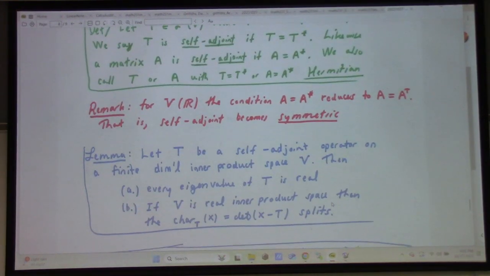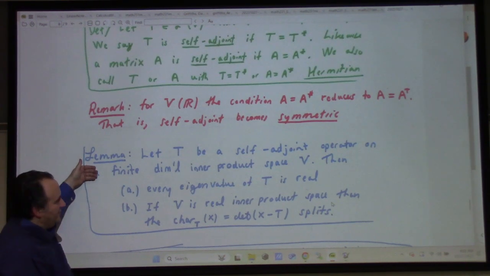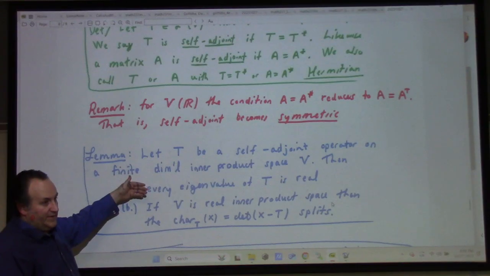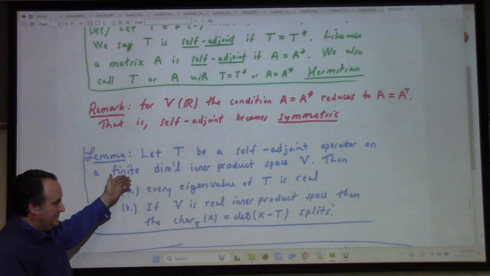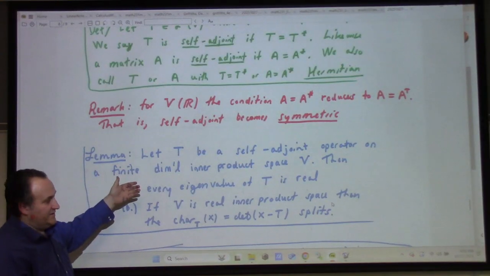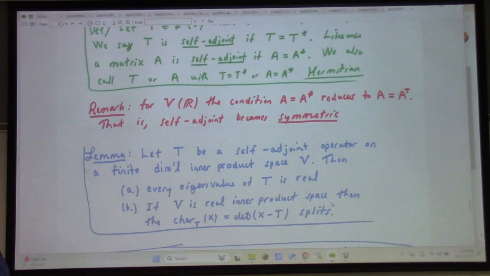So here's a lemma, which is kind of a checkpoint on the way to the main result, which is down here. If we have a self-adjoint operator in a finite dimensional inner product space, then things that are pretty awesome: one thing is every eigenvalue is real. That's wonderful. That means there are no complex eigenvalues. And if V is a real inner product space, then the characteristic polynomial splits.